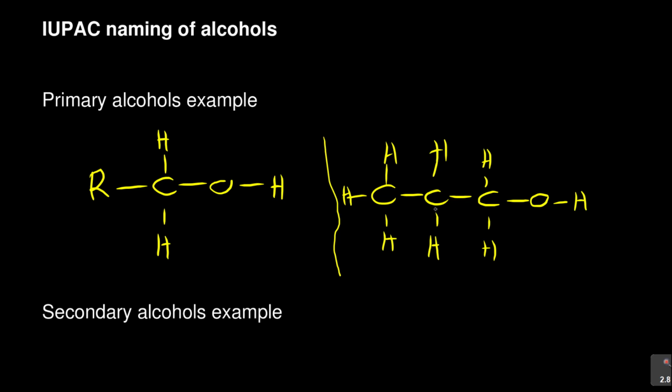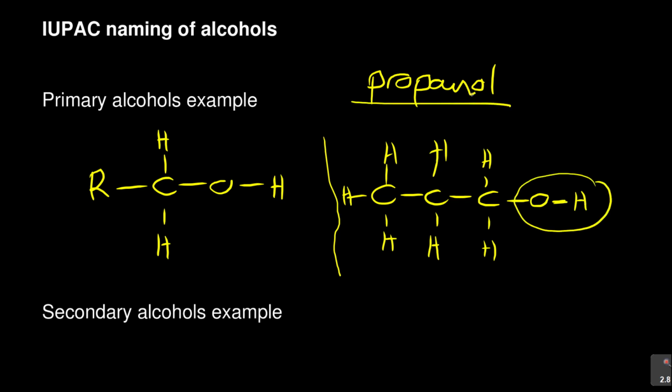Now look at this. This is carbons 1 to 3. If 3 means propane, remember, propane. Now when you are talking about alcohol, you knock off the E, it becomes propanol. This is propanol because the OH is at the end. You can say 1-propanol or propane-1-ol.